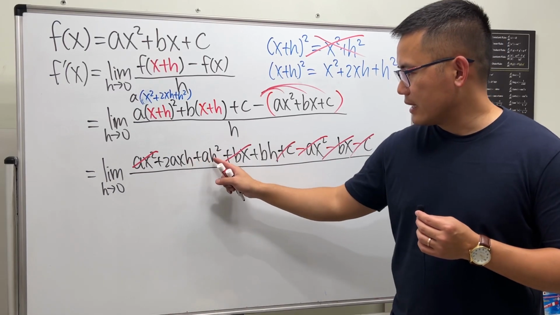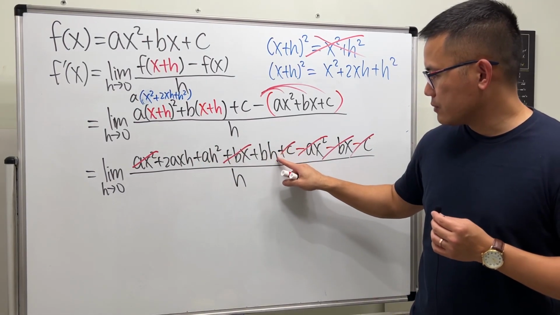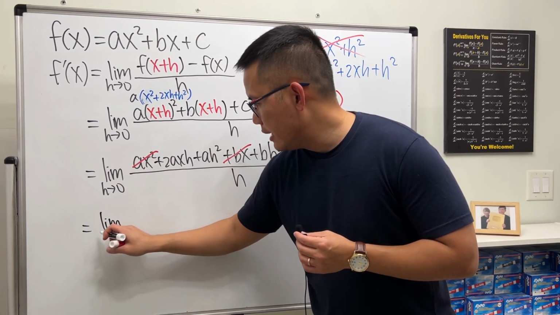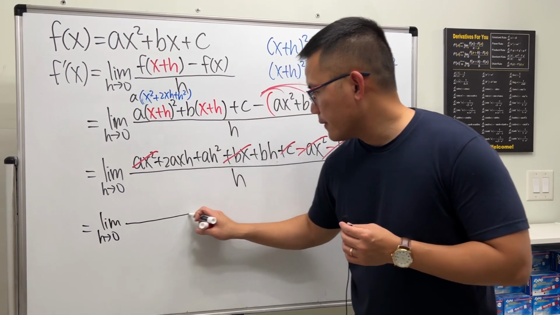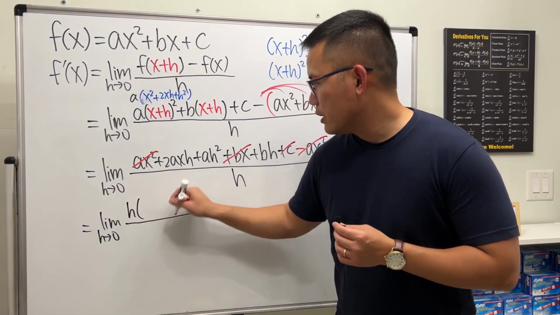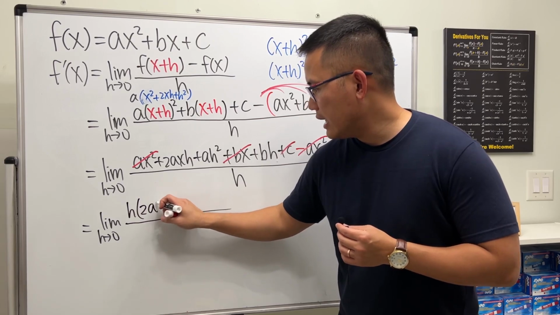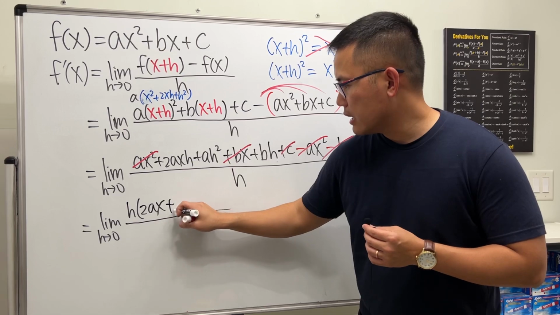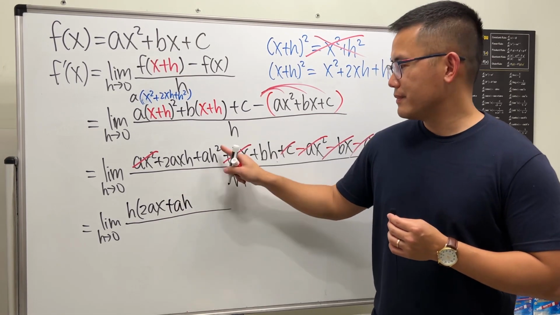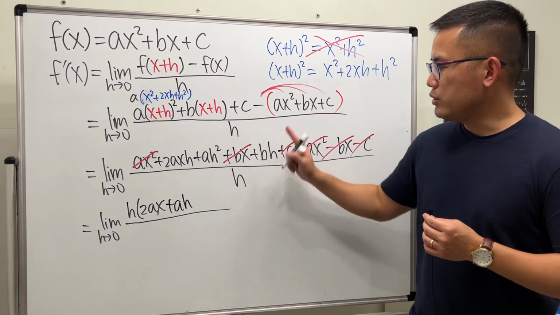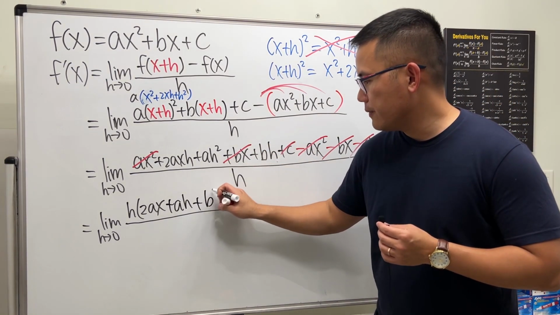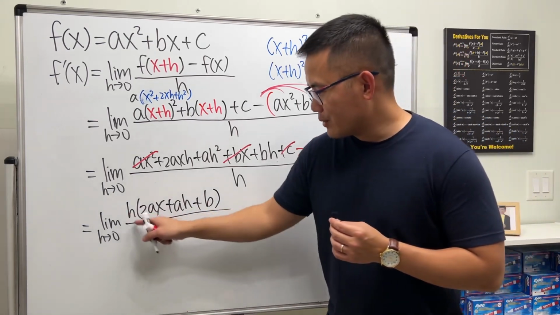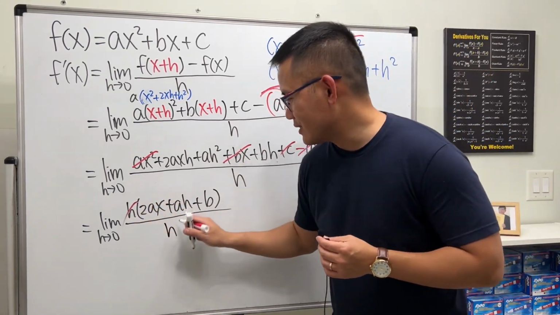Let's go ahead and factor out the common factor h on the top. So this is the limit as h approaching 0. Factoring out the h, this part we get 2ax. This part we'll just get plus ah to the first power. And lastly, bh, so h is out, so we have just plus b. And then all divided by this h. Are we going to cancel out the h? Surely we do. Cancel, cancel.